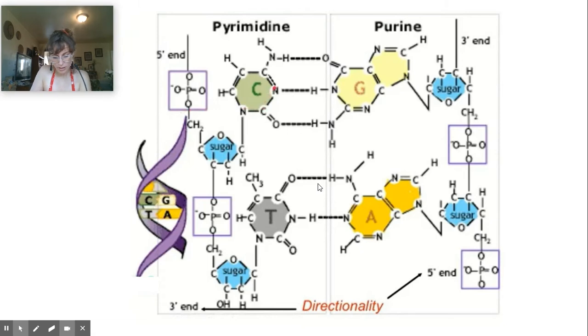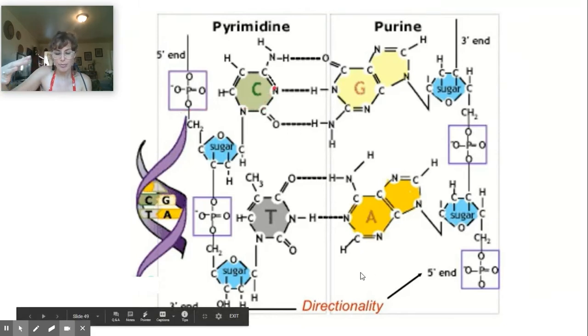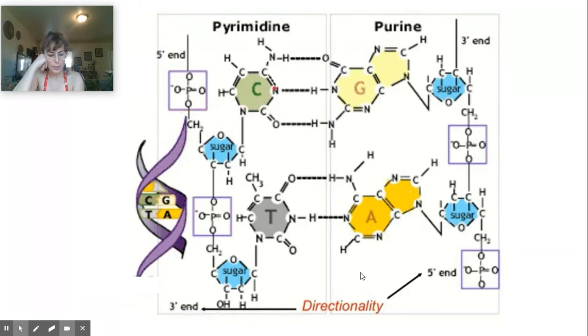So now we can talk more about directionality. So in your notes in the general section, it says directionality, 3' versus 5', new nucleotides added to the 3' end of a chain. So let's talk about what the heck that means. Okay.